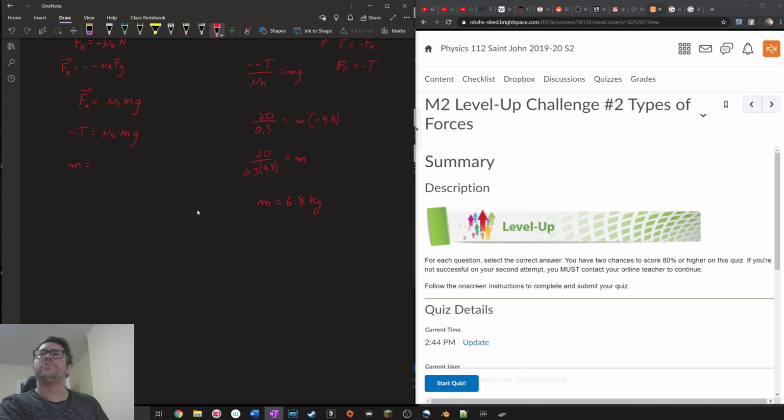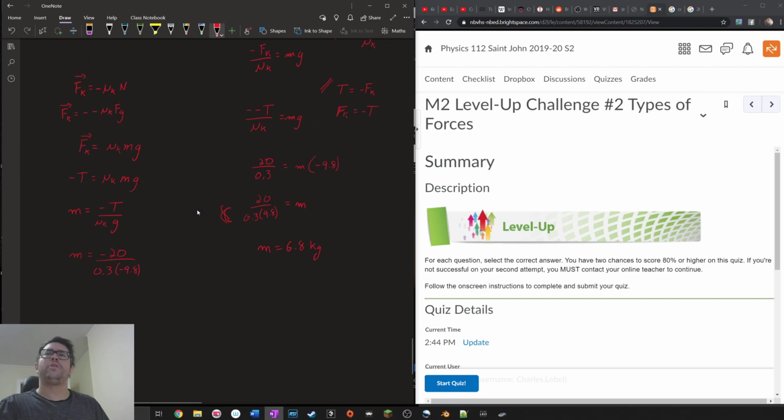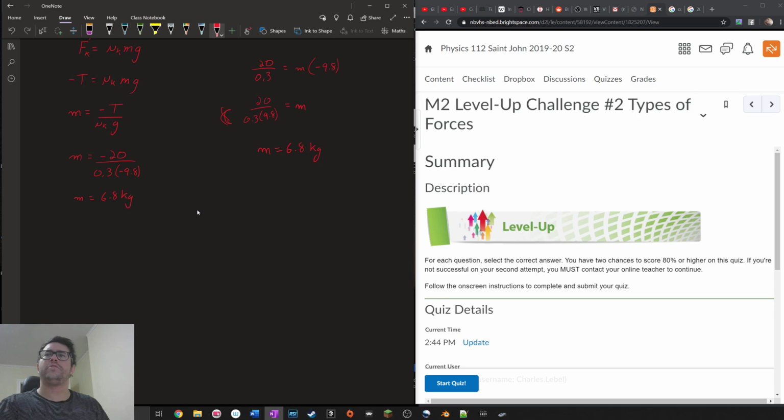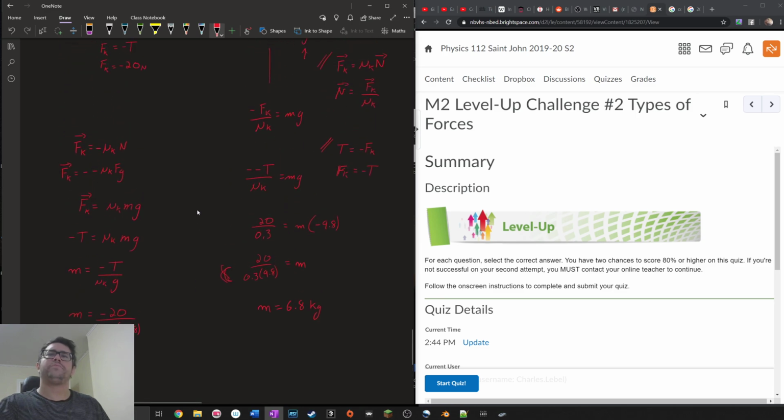By rearranging, we would get that the mass is minus T divided by mu k g. Right? If you divide both sides by mu k and g, you end up with this. And we get minus 20 over 0.3 times, we're back here, times minus 9.8. Right, so the problem here was that minus tension, 6.8 kilograms. Notice how the minus cancel out.